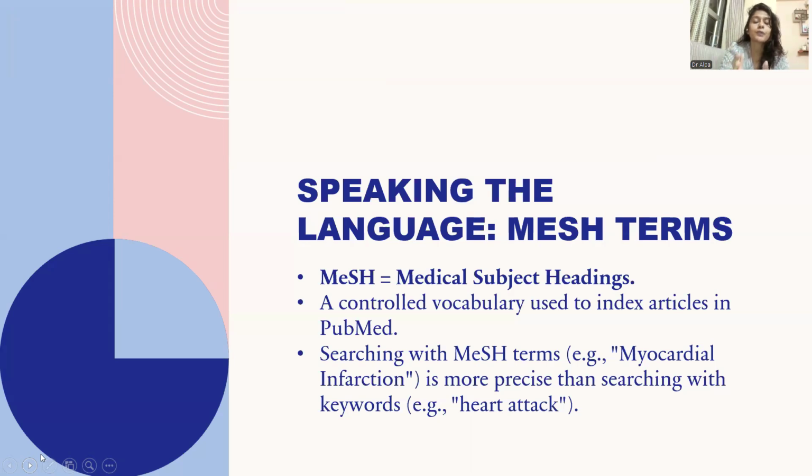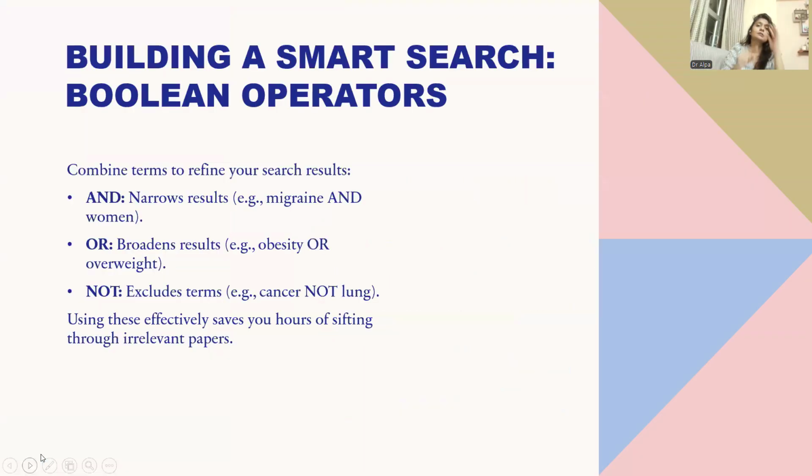What we talk about is medical subject headings, the MeSH terms. So instead of heart failure, if you are writing myocardial infarction, you will get more relevant, more scientific literature available in the field. Likewise, another technique to make your search smarter is to use conjunction words, which we call Boolean operators, in a smart way. So, there are these three terms: and, or, not. You should know to use them smartly.